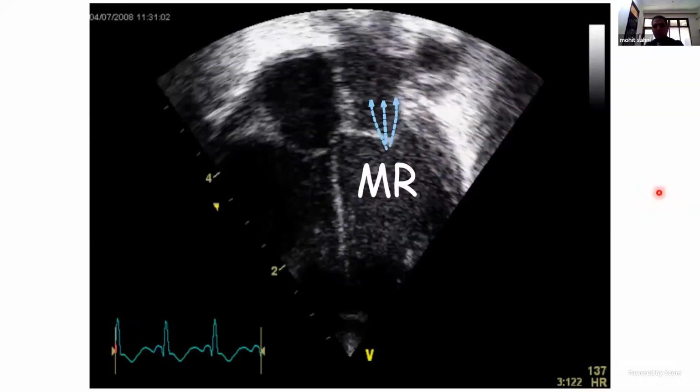The next thing is to calculate the MR. Here is your probe. The blood that flows from LA to LV will be red because it is towards the probe. Mitral regurgitation, the blood flow through the mitral valve from LV to LA, will be blue in color. So this is your MR jet. I put a continuous wave Doppler here and calculate the MR jet.